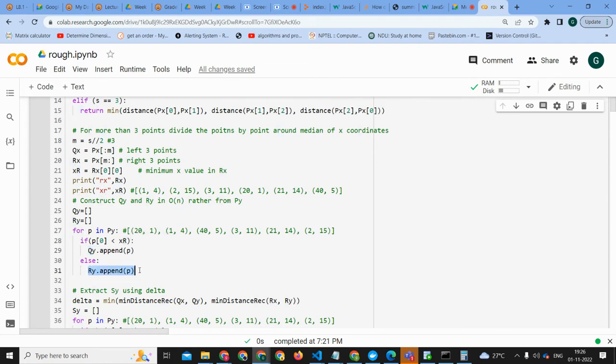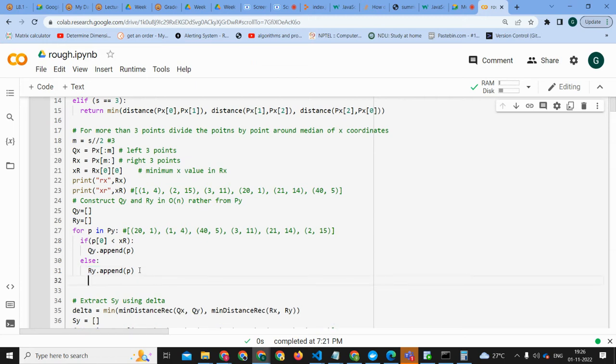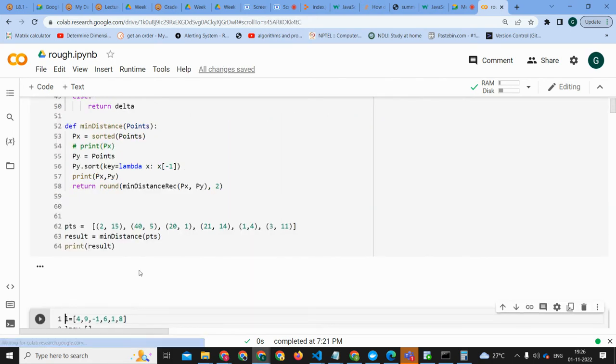Now the points depending on XR, I think, right? So now let's print this and see. Points less than XR go to the left, QL, and points greater than XR go to the right side.